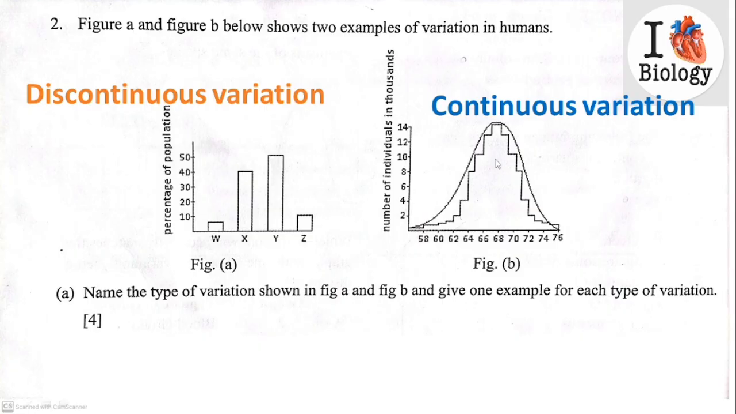Then when you look at continuous variation, this is the type of variation in which individuals do not belong to sharp distinct classes, but they show a wide range of character expression between two limits. So in this type of variation, examples that we can give are height, skin color, weight or body mass, and the hand span. Those can be the examples.